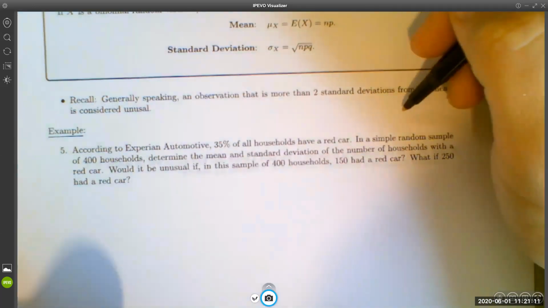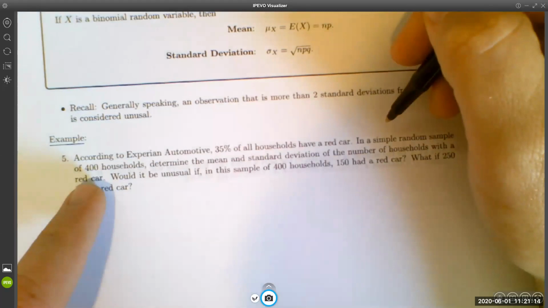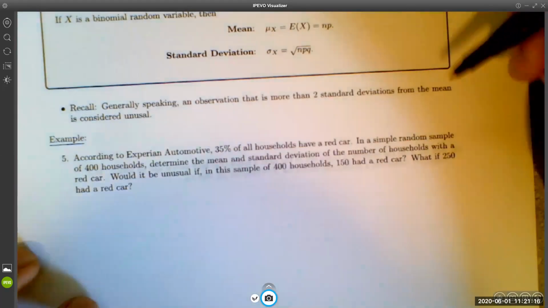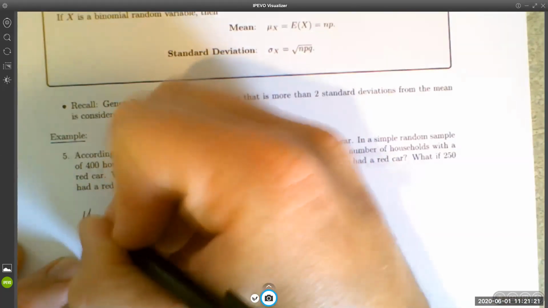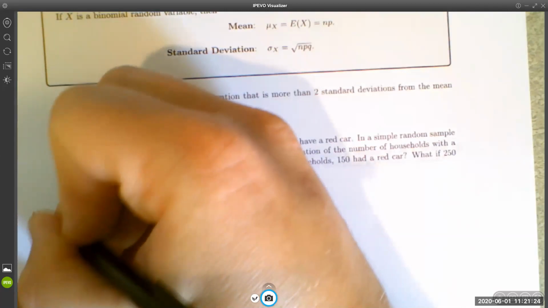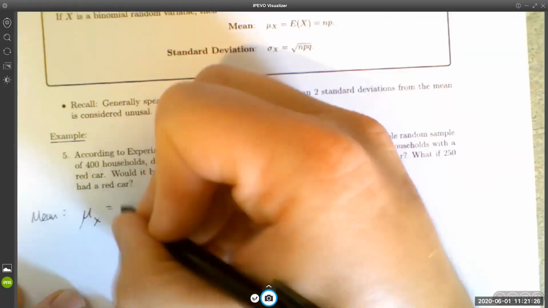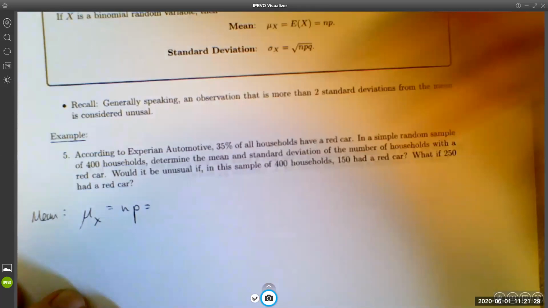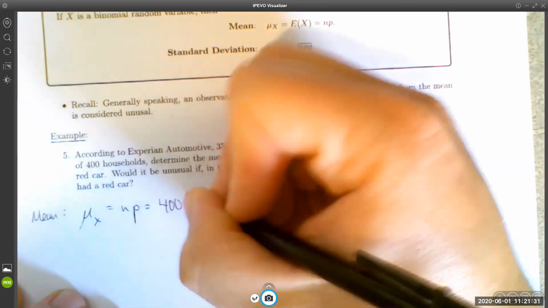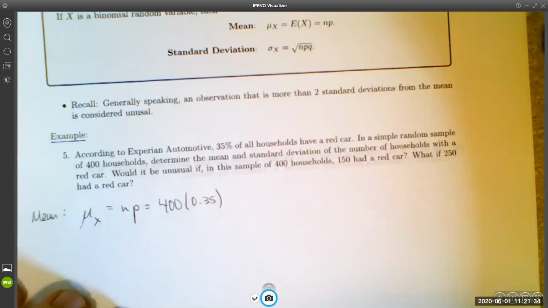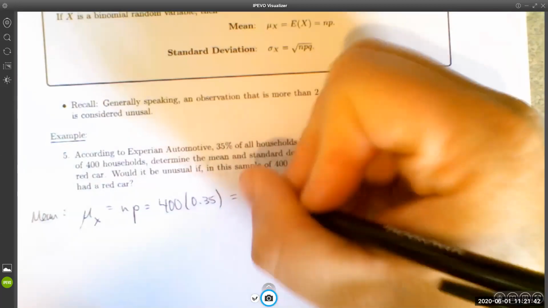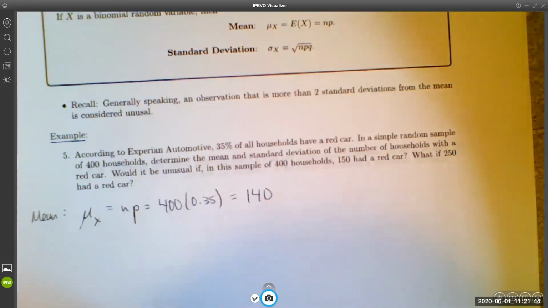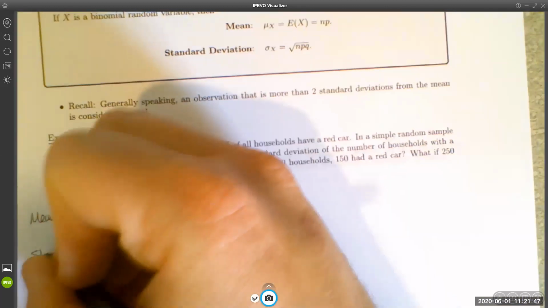So we have a random sample of 400 households. Let's determine the mean and the standard deviation. So the mean is n times p. That's going to be 400 times 0.35. Okay, let's see what we get. 140. So the mean is 140. Okay, standard deviation.